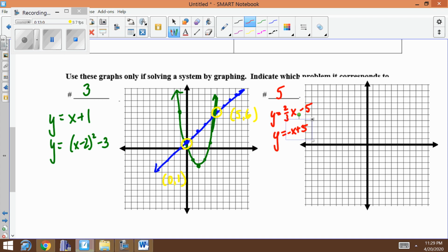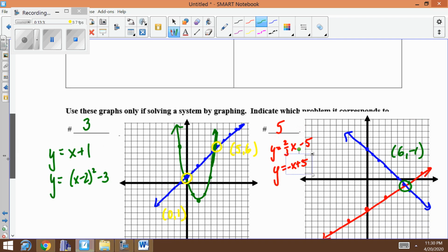So I'm going to graph them both. I'll start 2/3 x minus 5. And pretty easy one to graph when you already have it in slope-intercept form. And then the next one, we've got positive 5 here and a negative 1 with our slope. And again, it did intersect at a nice integer value. Now, unfortunately, if it does intersect at a value that's not a nice integer value, not going to be our best bet here. So this one did. We're lucky we get a 6, negative 1 here.